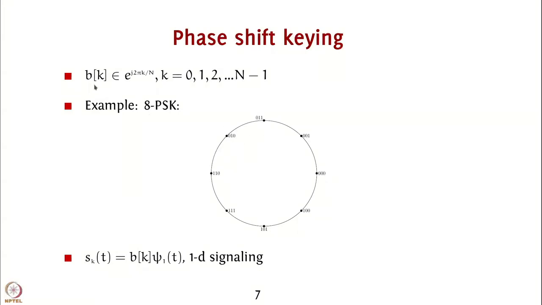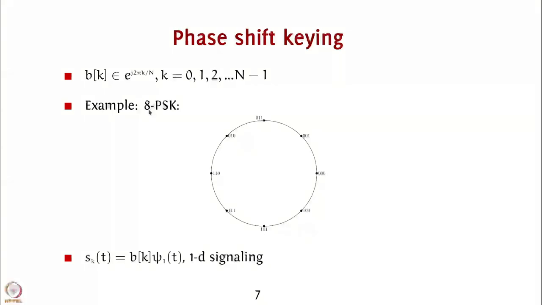For example, if we define b_k as being one of e^(j 2 pi k/N), where k takes values 0, 1, 2, up to N minus 1, then there are N possible phase values, and each of these corresponds to a different symbol. This particular approach can convey one of N different symbols.